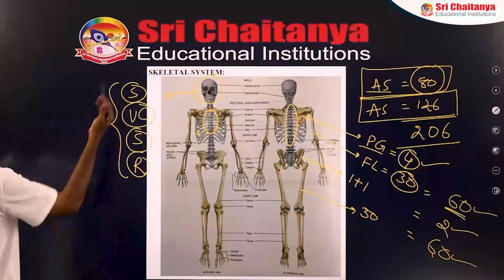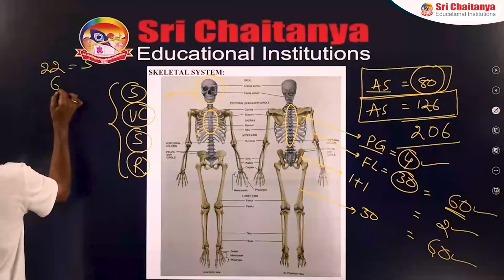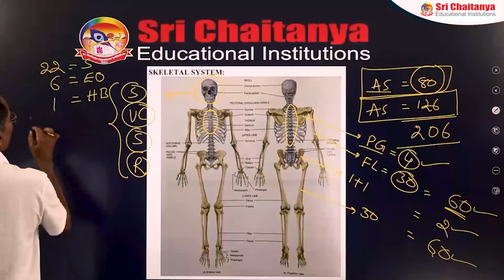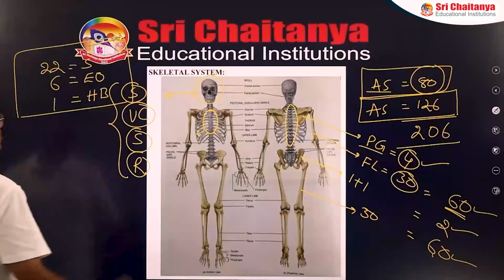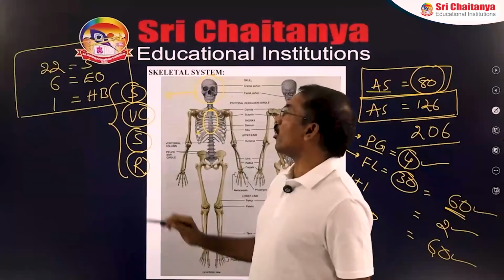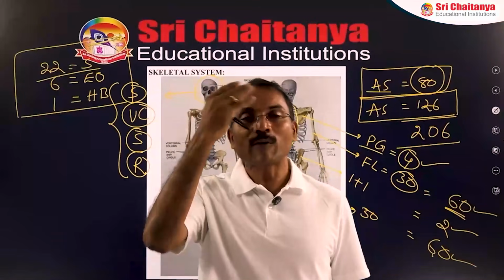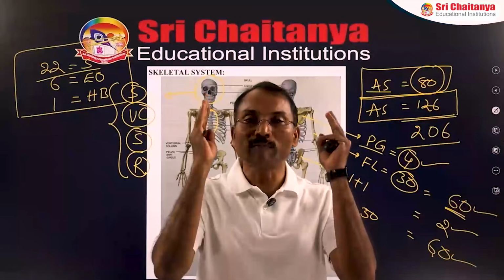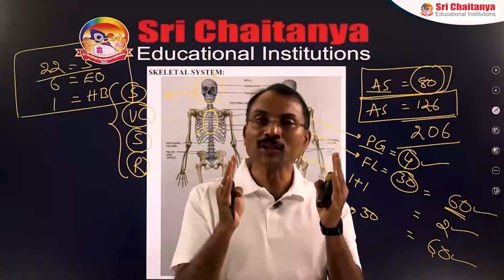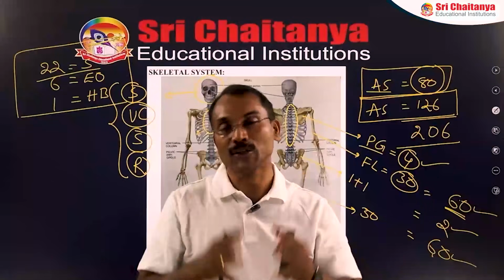80 bones in axial skeleton include 22 bones in skull, 6 ear ossicles, 1 hyoid bone. All these are the bones in our head region. Mainly, the skull is made of 22 bones, which include 8 cranial bones and 14 facial bones. These are the main 2 sets of bones that are involved in the formation of skull. In addition to these 22 bones, 6 ear ossicles are also present in our head region.